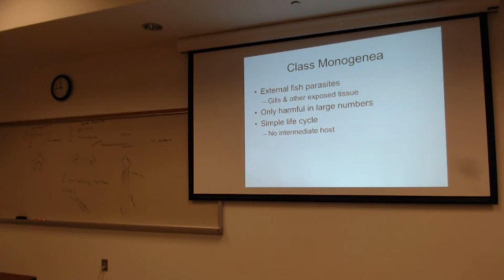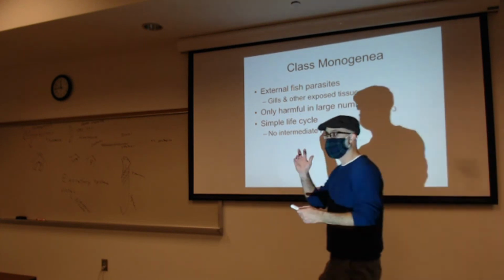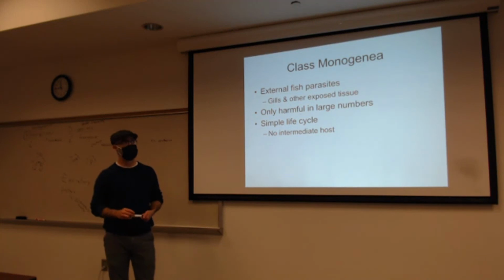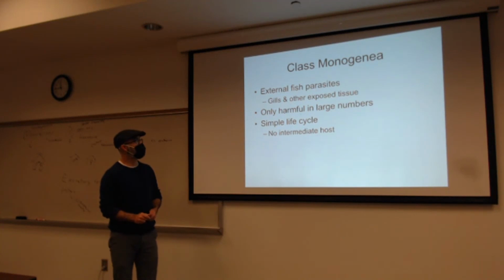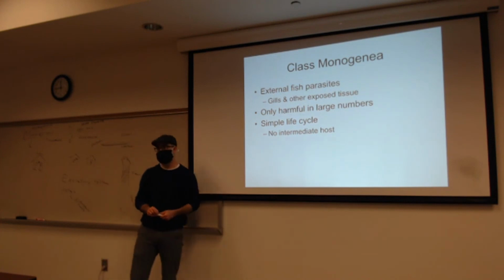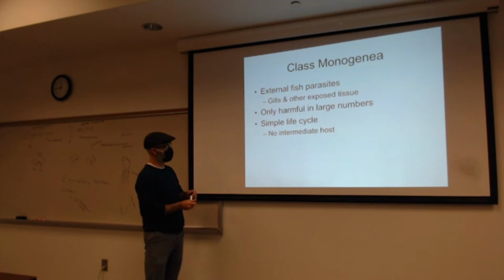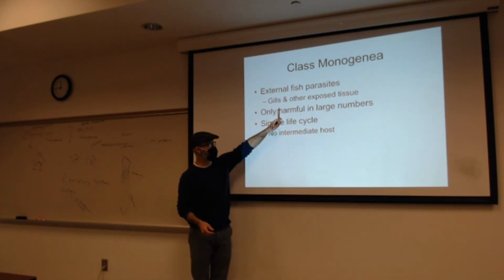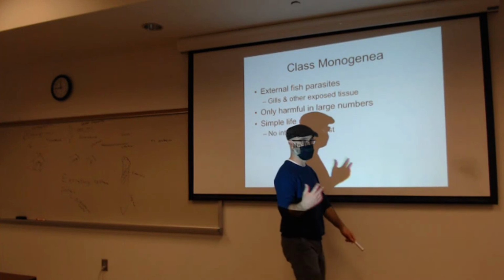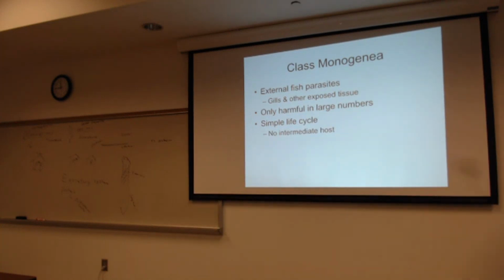Monogenea. This as a group is pretty simple in that they are parasites, but they're external parasites, and they pretty much live on fishes. Okay, external fish parasites, not a big ecological or human health story. So they are only harmful in large numbers, and they basically live on the fish until they reproduce again. Okay. Very simple life cycle.